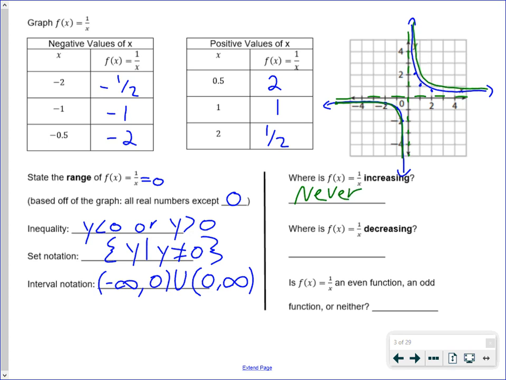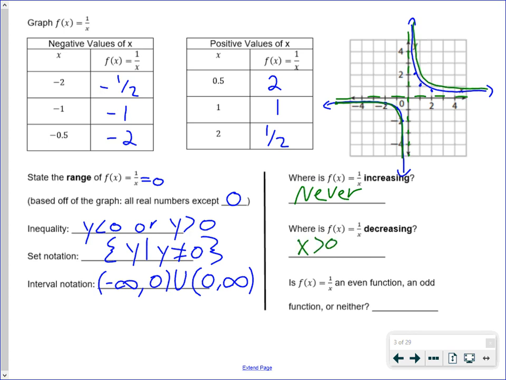So where is f of x equals 1 over x decreasing? You might think it's always decreasing, but it's not. Just because we're never increasing doesn't mean the graph is always decreasing, and that's because this graph doesn't exist on the y-axis, or a better way to say it, it doesn't exist when x equals 0. So this function is decreasing when x is less than 0 or when x is greater than 0, an "or" rather than a comma.